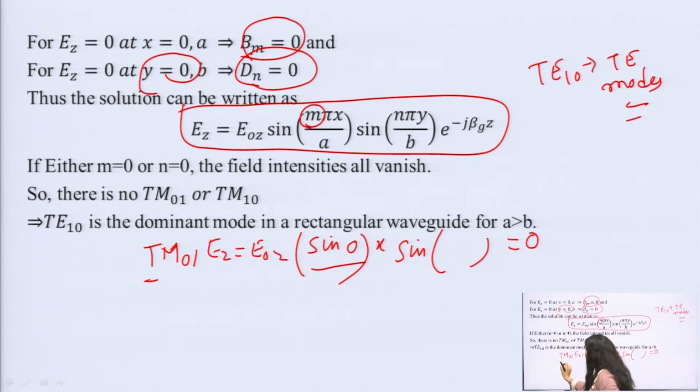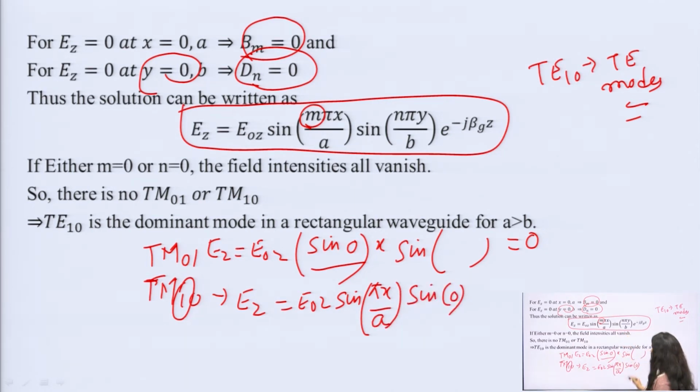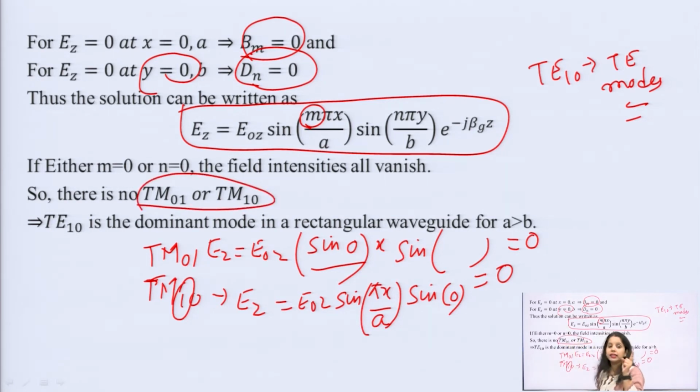Similarly, for the TM10, Ez equals E0z, here comes the sine, because here it is 1, so pi x by a, but now again the sine 0 for the other term will make the Ez component equal to 0. So these two components do not exist in the TM modes of a rectangular waveguide, but they exist for the TE mode. But the question arises, why are we saying that TM01 and TM10 do not exist in the TM mode of a rectangular waveguide?